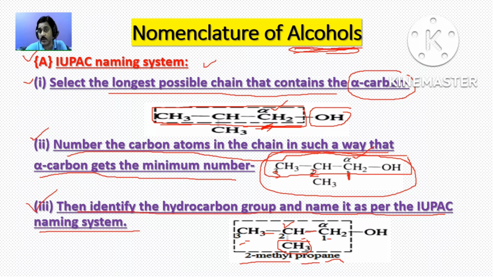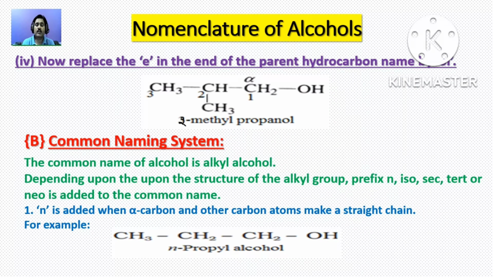If there is a double bond, then ene will be added. If there is a triple bond, then ine will be added. Okay, now these are the three rules. Now come to rule number 4: replace the E at the end of the parent hydrocarbon name with ol. If a single bond is there, then a-n-e is at the end. If a double bond is there, then e-n-e will be present as a suffix. If i-n-e is there, then a triple bond was there.